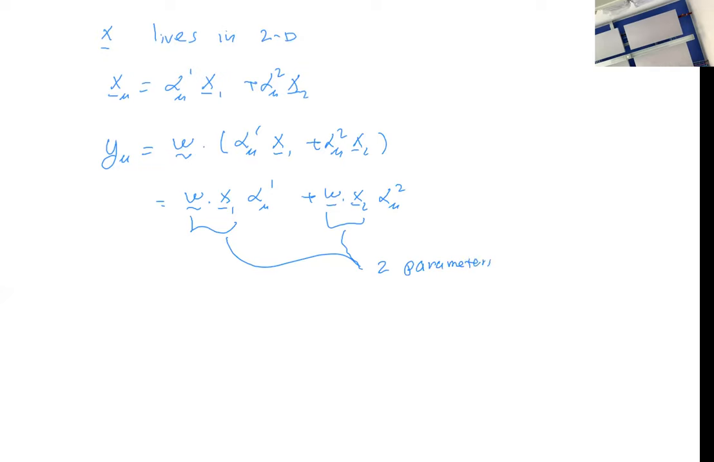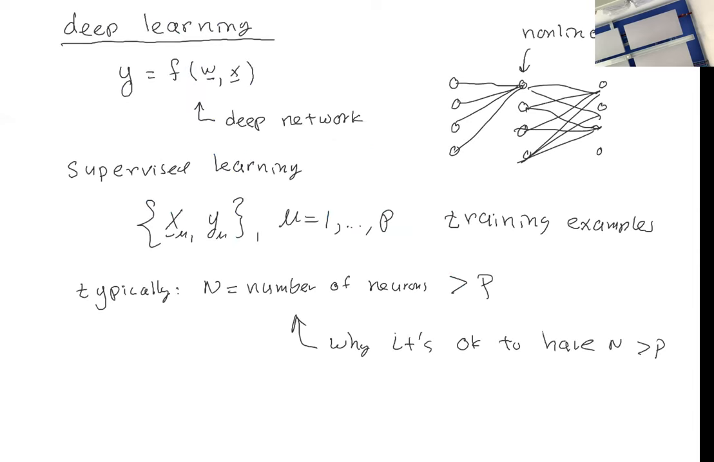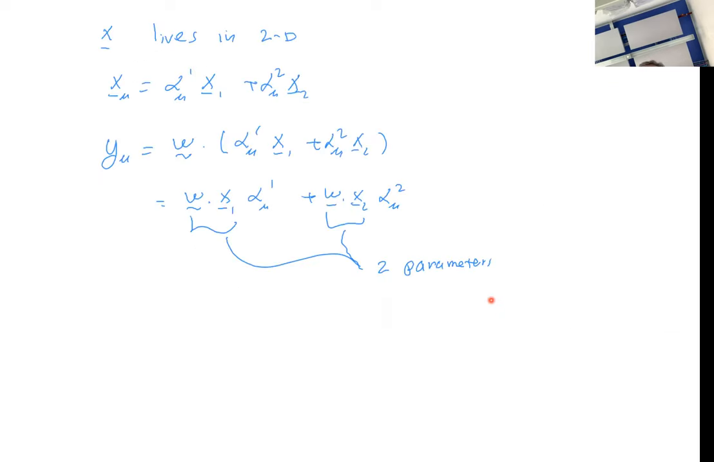If data lives in 2D, then it's 2D linear regression, even though dimensionality may be huge. So we have the situation where we're over-parameterized. We have more parameters than we need. And that's okay if the data doesn't live in really high dimensions. And it's actually worth looking at what happens when the data does live in high D.